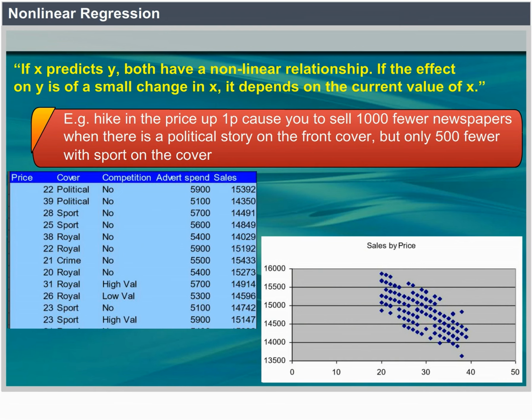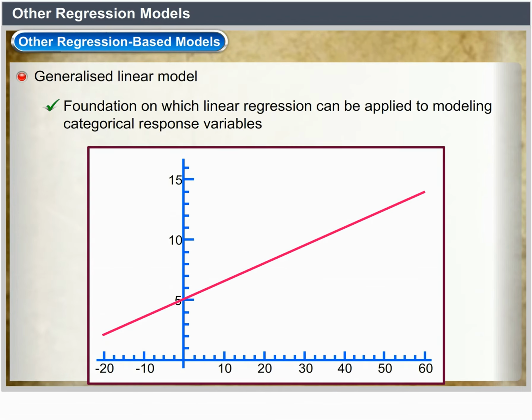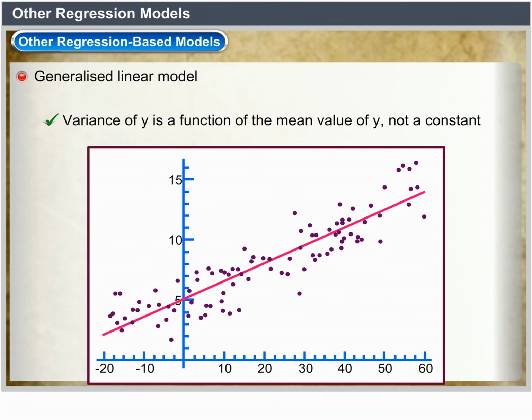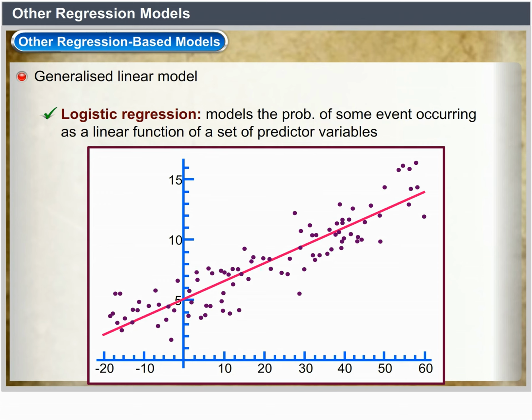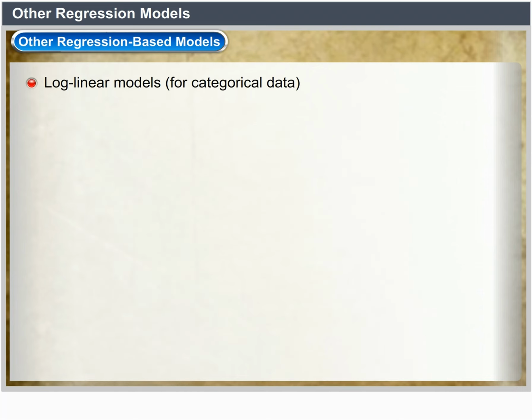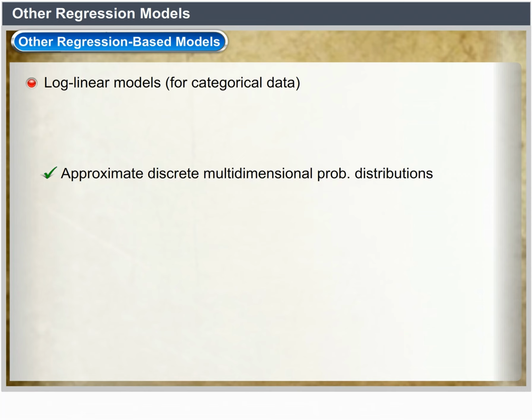Other regression-based models. Generalized linear model: the foundation on which linear regression can be applied to modeling categorical response variables. The variance of y is a function of the mean value of y, not a constant. Logistic regression models the probability of some event occurring as a linear function of a set of predictor variables. Poisson regression models data that exhibit a Poisson distribution. Log linear models for categorical data approximate discrete multidimensional probability distributions. They are also useful for data compression and smoothing.